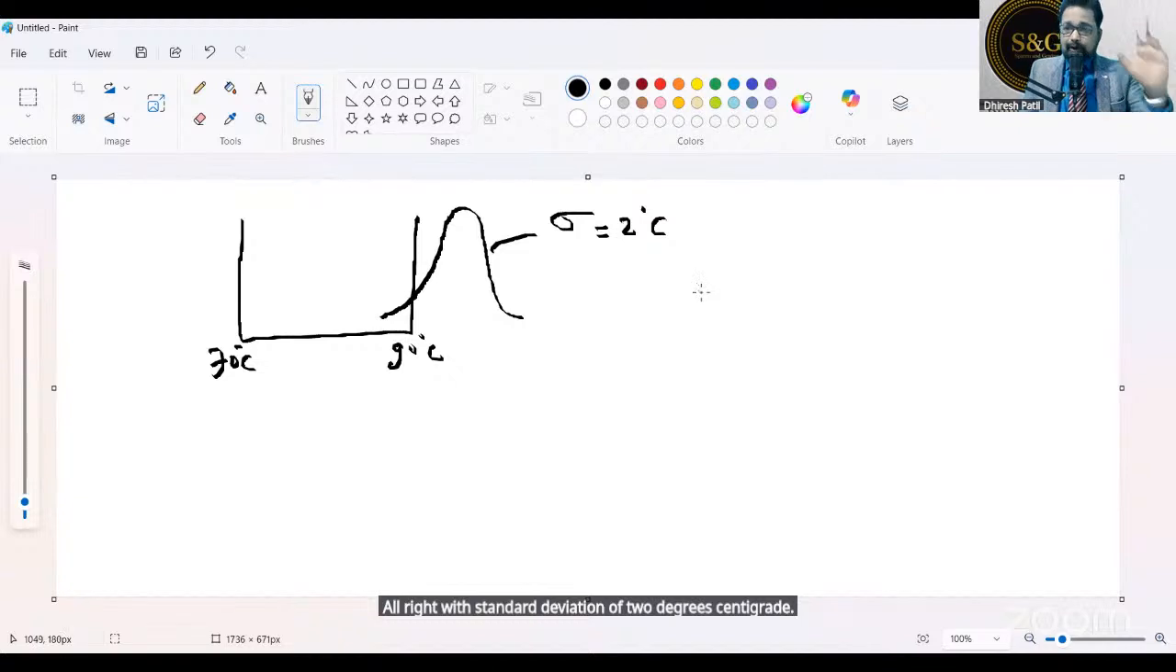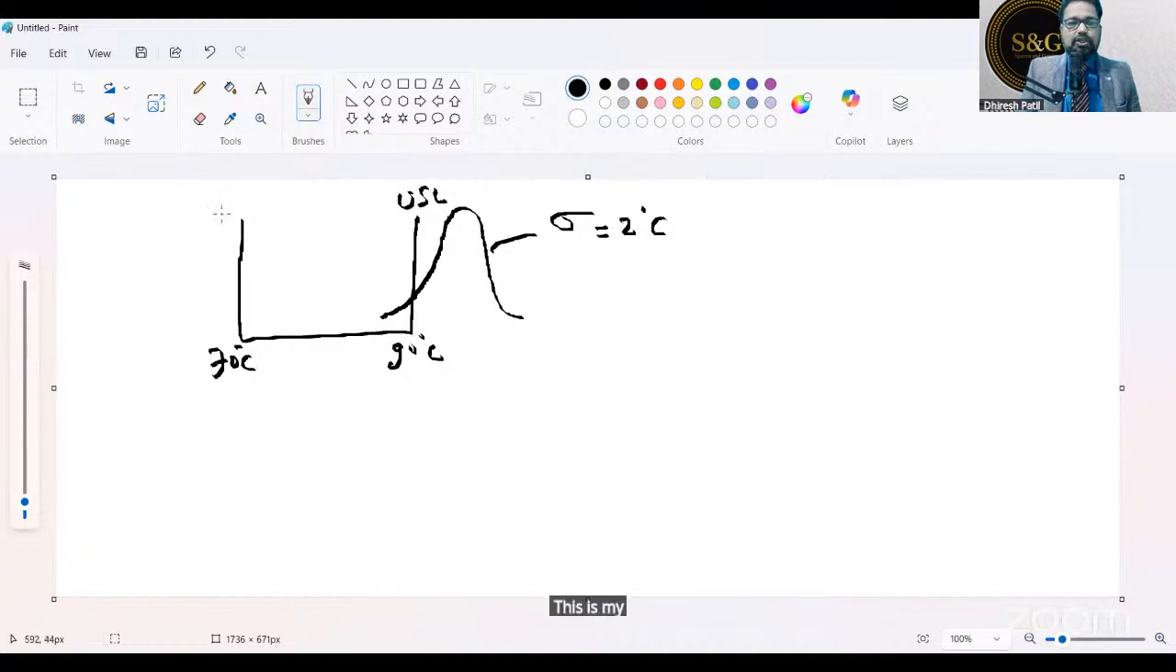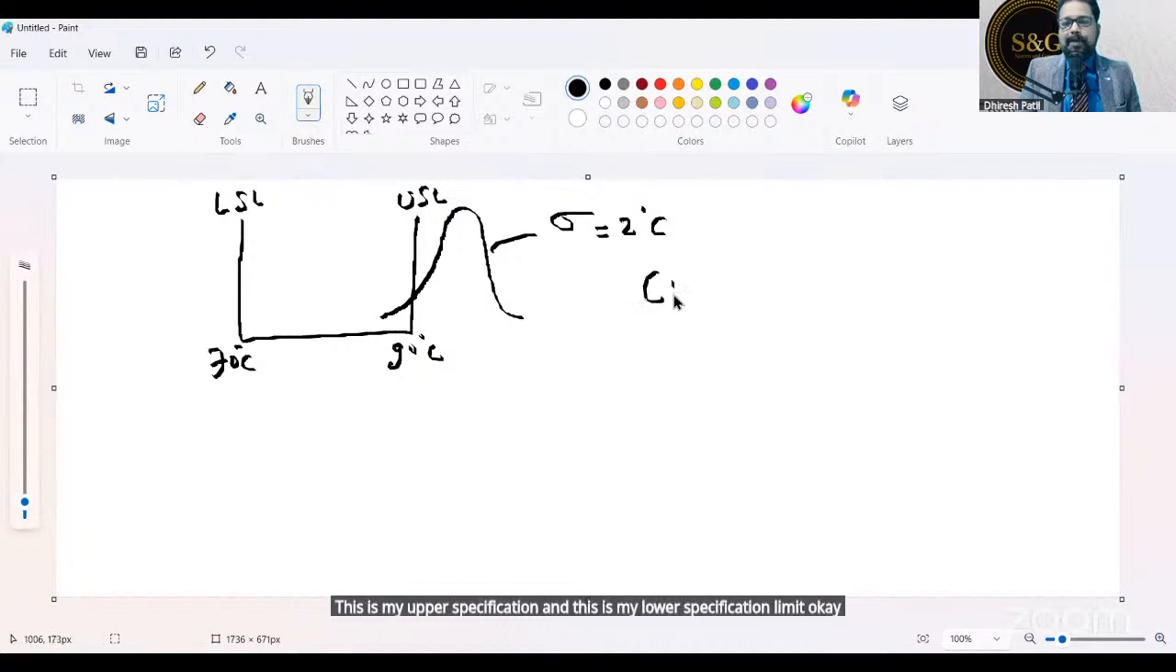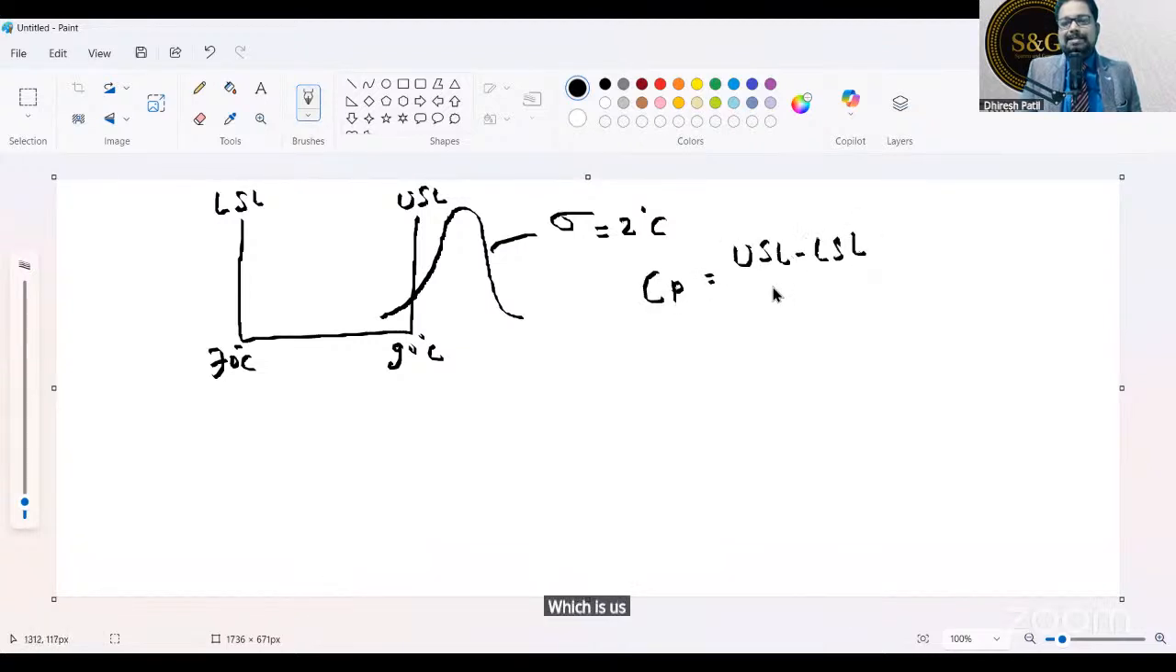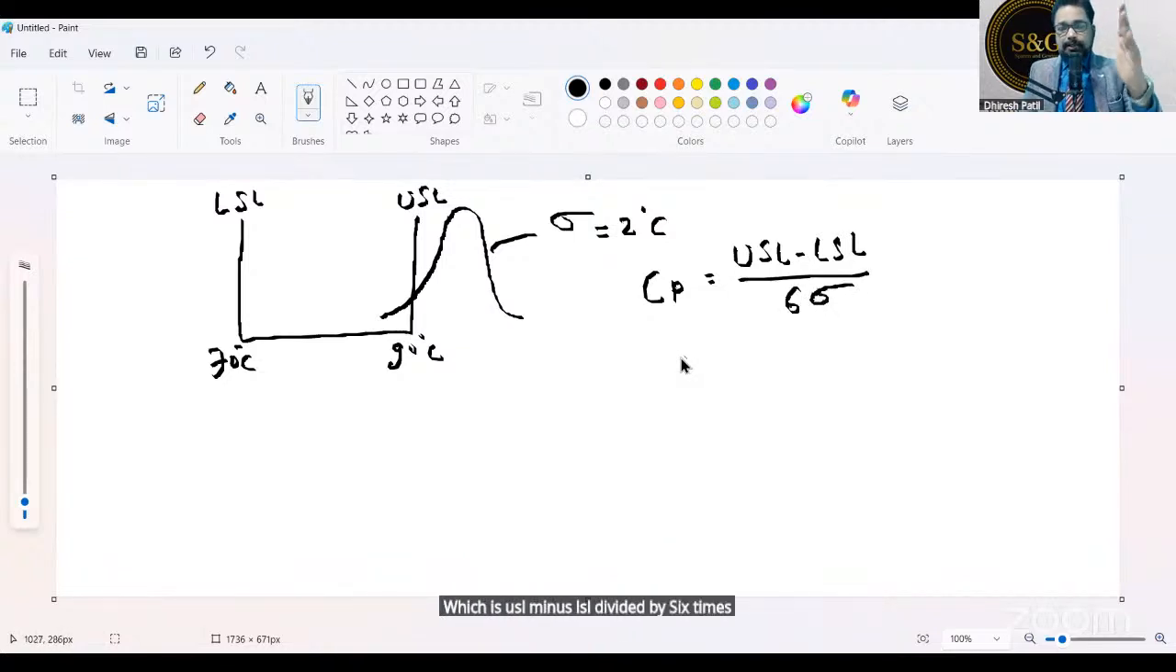Can you just calculate Cp now? Can you just quickly calculate Cp? This is my upper specification and this is my lower specification limit. Again, the formula of Cp remains the same, which is USL minus LSL divided by 6 times standard deviation. So you have to put your numbers inside the formula and you'll get the answer. What is the answer? Type in the chat box, everybody.